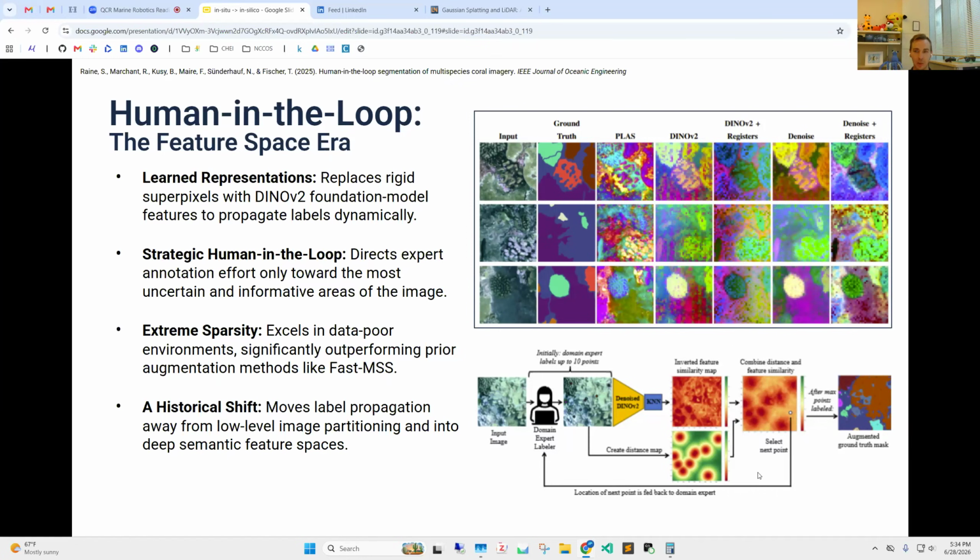I think the highlight of this particular paper for me, and I was reading it a little bit more recently, was the strategy for human in the loop interaction. Instead of asking you to blindly label random points scattered about the entire image, which is still the common practice in CoralNet, for example, this technique directs your attention to the exact areas where the model is most uncertain. That's a great way to maximize expert efficiency when the data is scarce, and also minimize overall clicking.